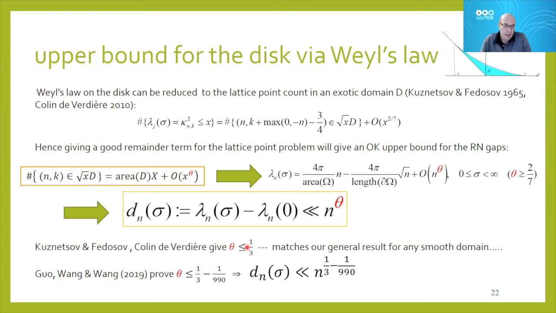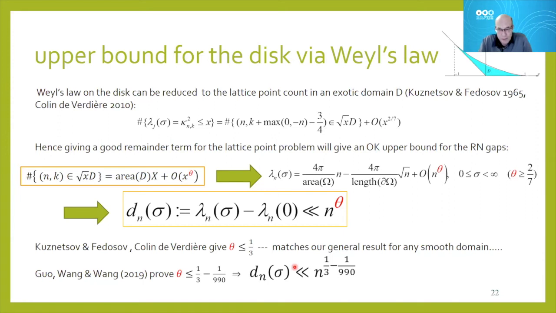But very recently, Guo, Wang, and Wang improved this by using some more modern techniques in lattice point counting in analytic number theory, and they got something better than 1/3. How much better doesn't really matter now. So that's how you get a result that's better than 1/3 for the unit disk.